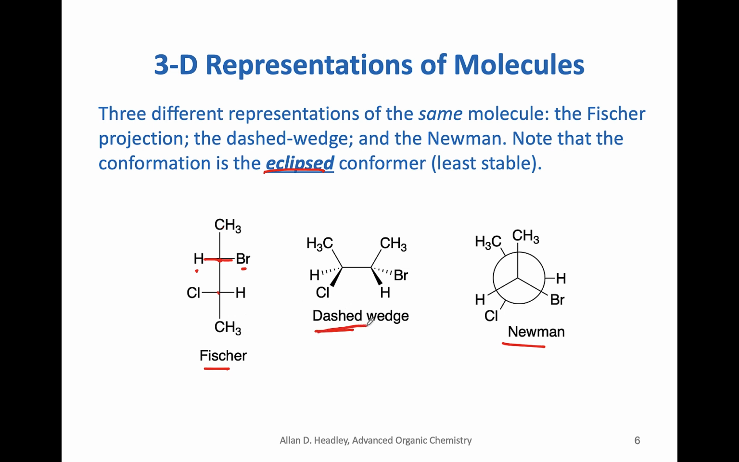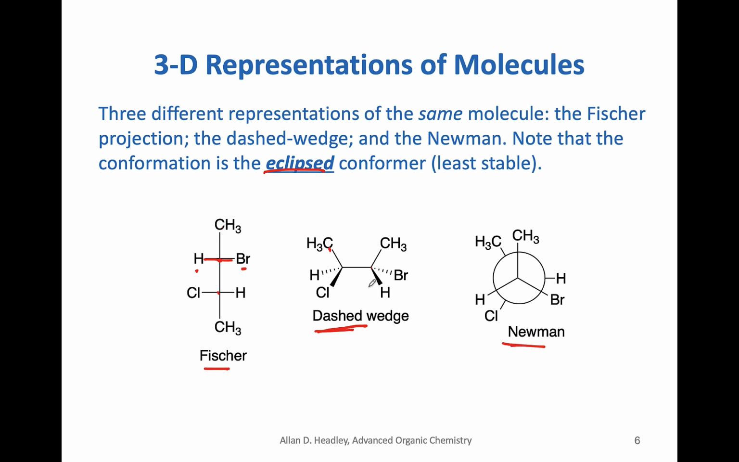Here is the dash wedge for the eclipse conformer. So notice again that this methyl and this methyl are right across from each other, and here are the groups that have groups in front and behind.